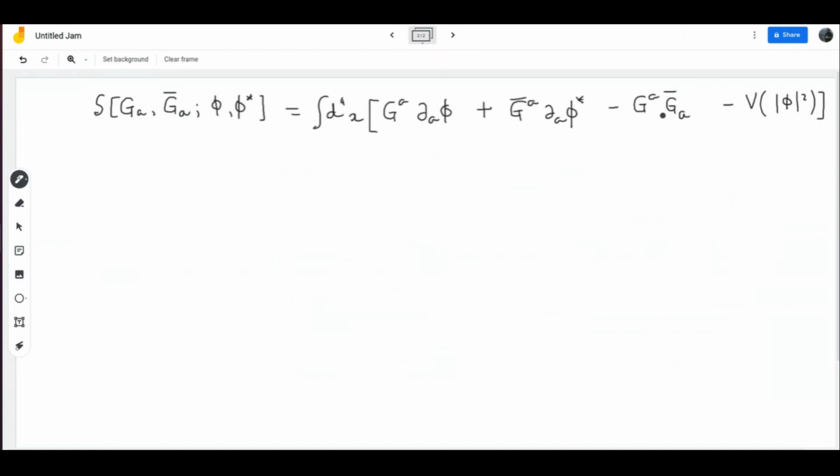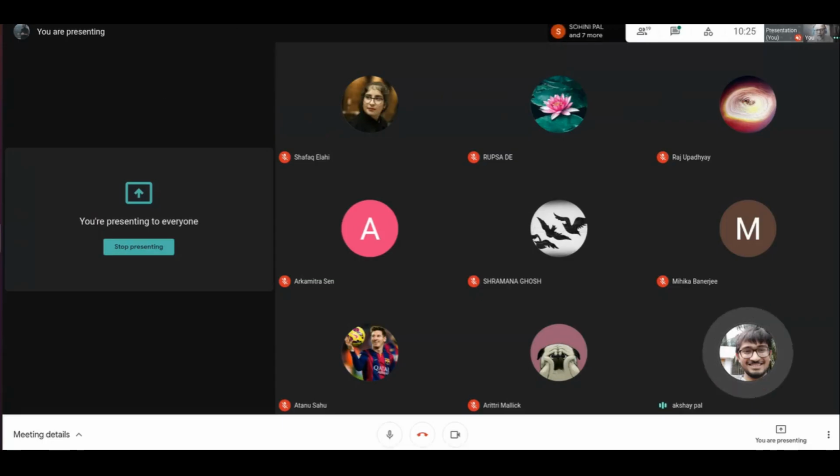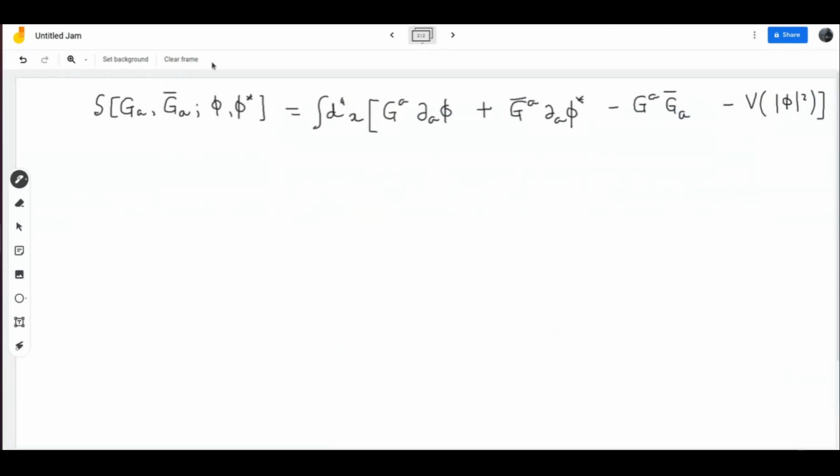Now the question is: is this action the same as the action we wrote down last time? This is just one notational problem. Why are we not using G star, why are we using G bar? Because it's easier for me to write down bar than star. That's why, on this board.